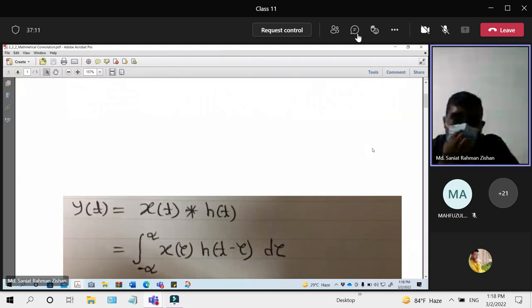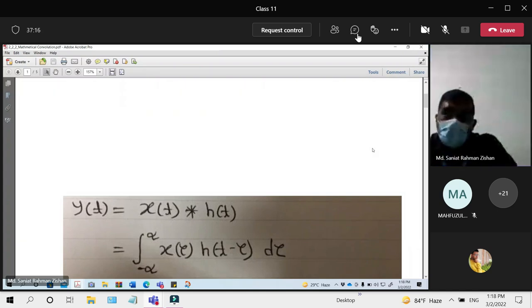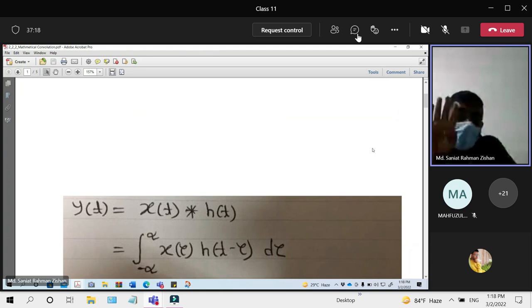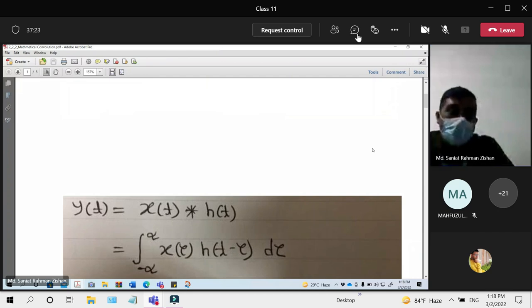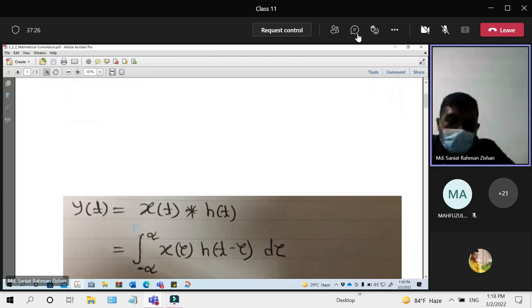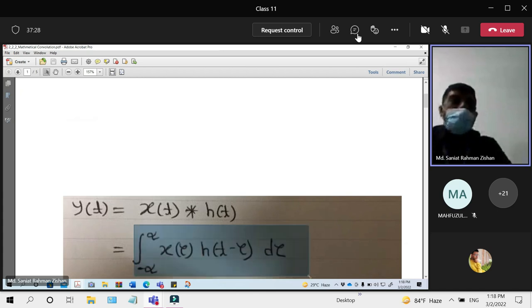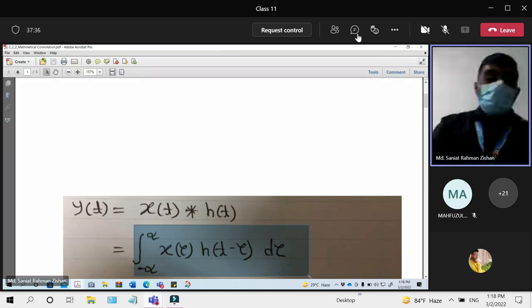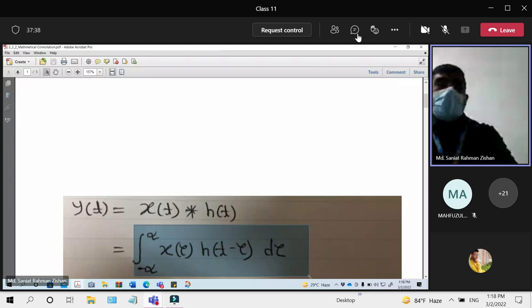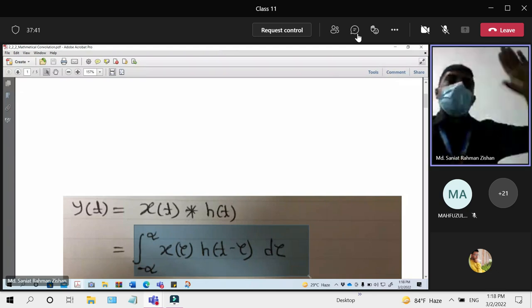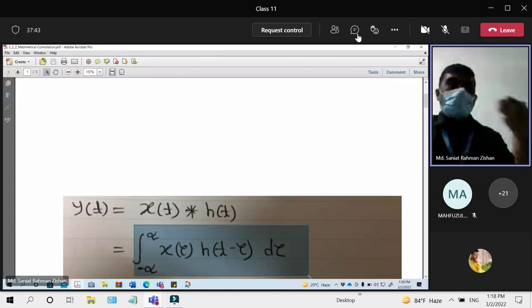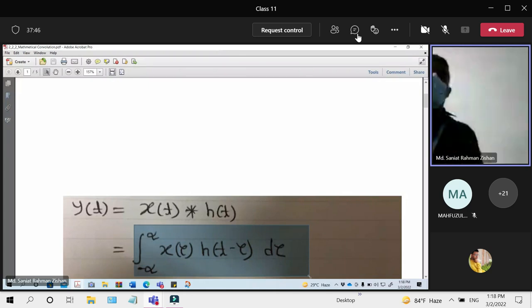Please try to understand when I am applying the property and when I am applying the integral formula. For the last 4 problems, I applied the property only because there was the impulse function. But why am I writing the integration of x tau into ht minus tau here? Because in this case, there is no impulse function. Trust me, as a signal teacher, my job is done here because the rest will be totally mathematical. But I'll try to go through the calculation quickly so that you can understand properly.